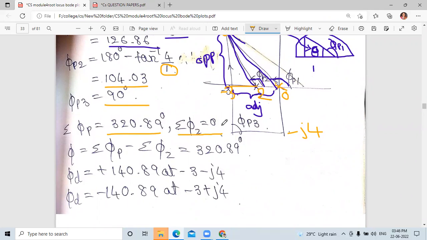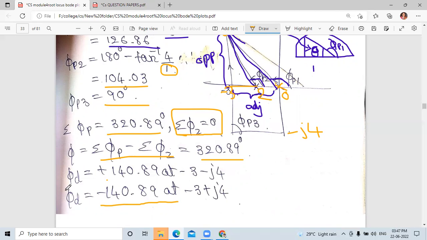φz is 0 because there are no zeros in the numerator of the given question. So φ equals φp minus φz, which equals 320.89. φd equals 180 minus 320.89. You will get a negative value, that is minus 140.89, at the pole minus 3 plus j4.